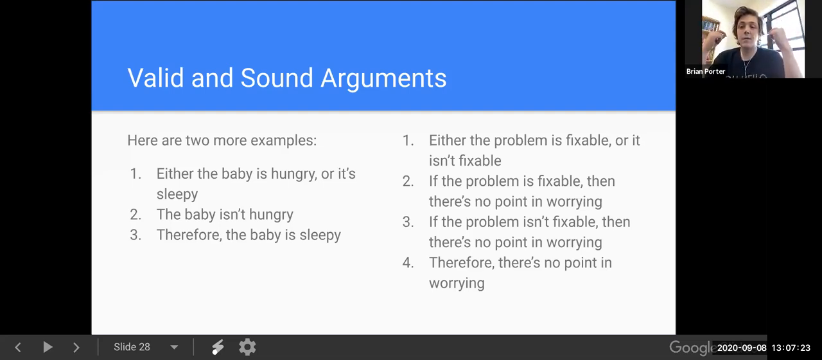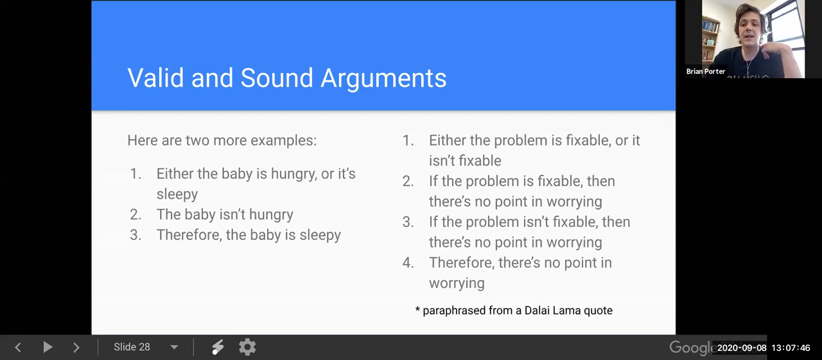Now, the argument is valid. If premises 1, 2, and 3 here are all true, then the conclusion must be true. So if you think the conclusion is false, then you need to reject one of the premises. One of the premises must also be false because if all three premises are true, then the conclusion must also be true because it's valid. And like I said, this is paraphrased from a Dalai Lama quote.